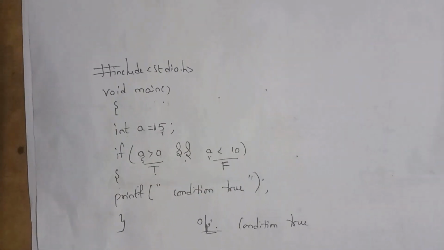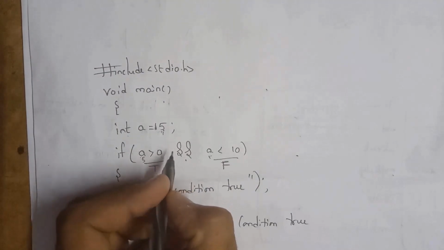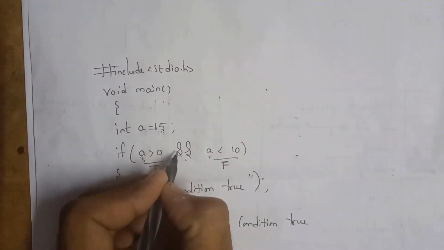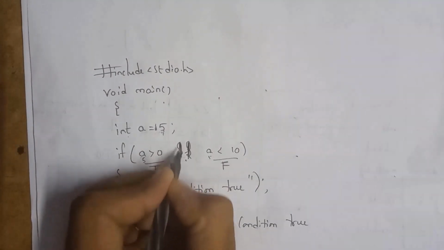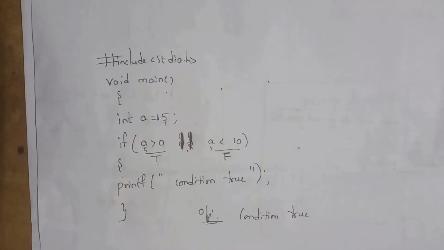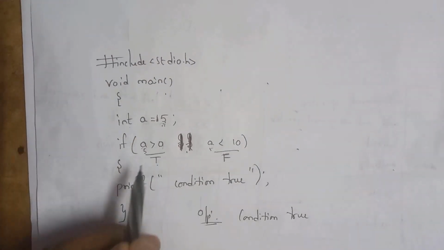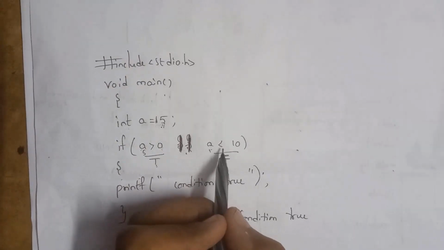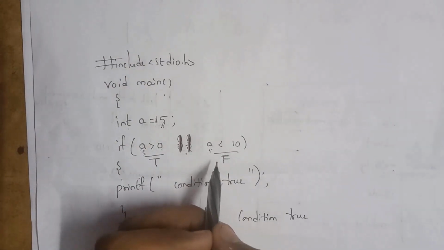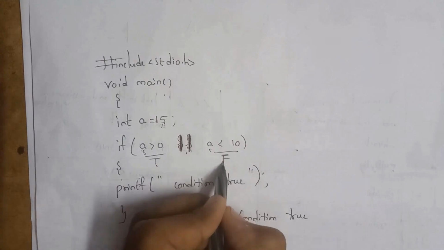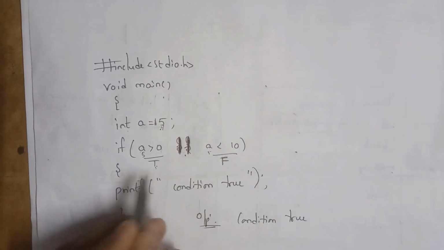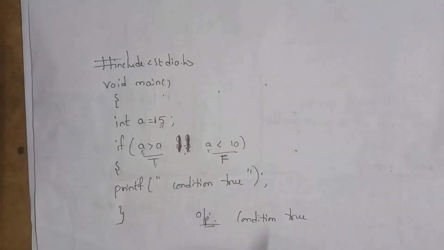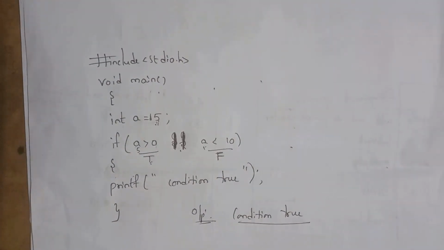Guys, same example. Here just in place of logical AND, you need to write logical OR. That's it. For logical OR, if any single condition is true, then I will get output. Here I gave the value as 15. 15 is greater than 0, so this condition is true. But 15 is not less than 10, 15 is greater than 10, so this condition is false. If any single condition is true, then I will get output. So now I will get the output as condition true. This is the logical OR operator.